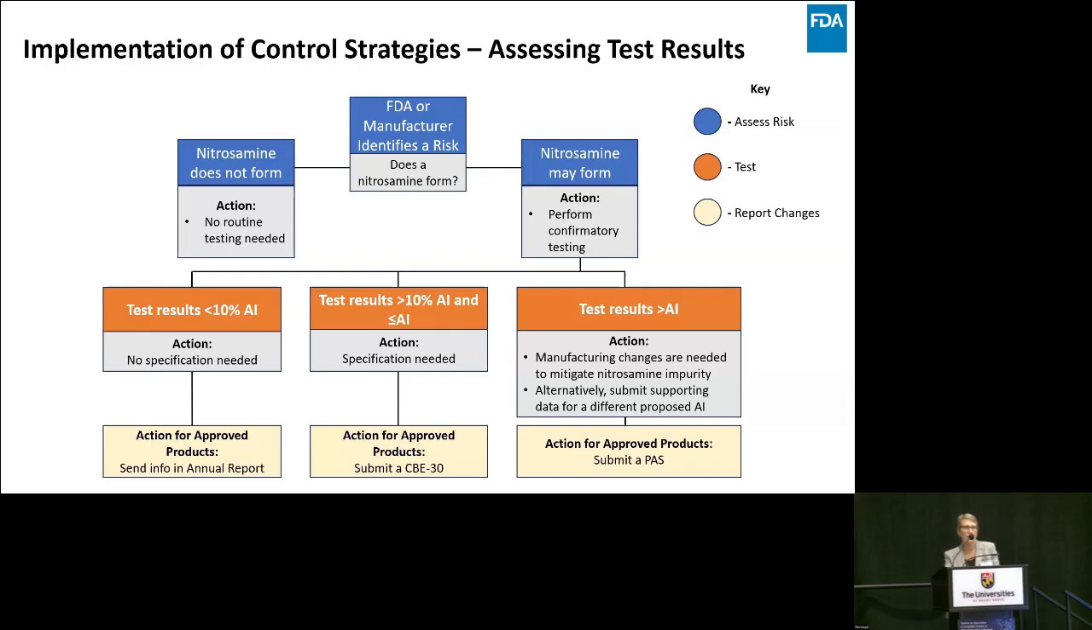In that case, the manufacturer is likely to need to make manufacturing changes. Those changes should generally be submitted to the agency through a prior approval supplement. The other alternative for manufacturers is you can always propose a new AI that's going to have data behind it to support the new AI. And the guidance does go into a lot of detail about what kind of studies have to be performed. That kind of supporting data for a new AI should come to us through a prior approval supplement.